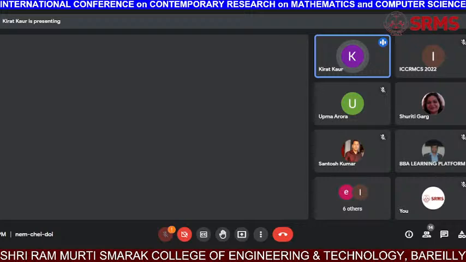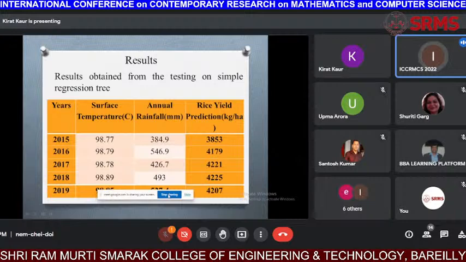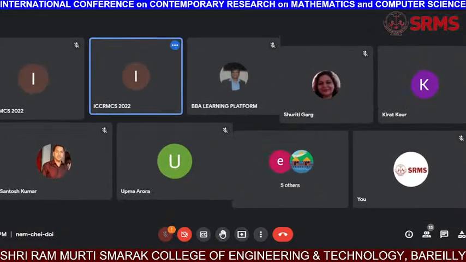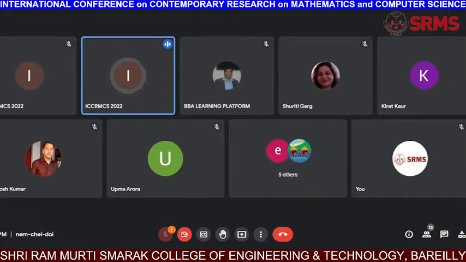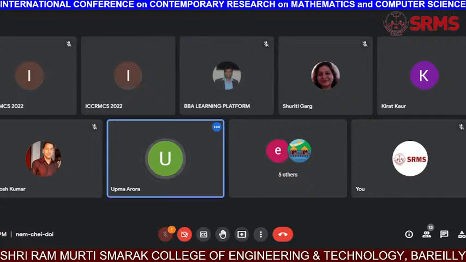And the next paper ID is 108, Smart Job Scheduling for Latency Management in Multi-Layer Fog Cloud Environment. The authors are Upma Arora and Dr. Nipur Singh. Miss Upma Arora, please start your presentation. Yes, sir, I'm present. Good afternoon, everyone.